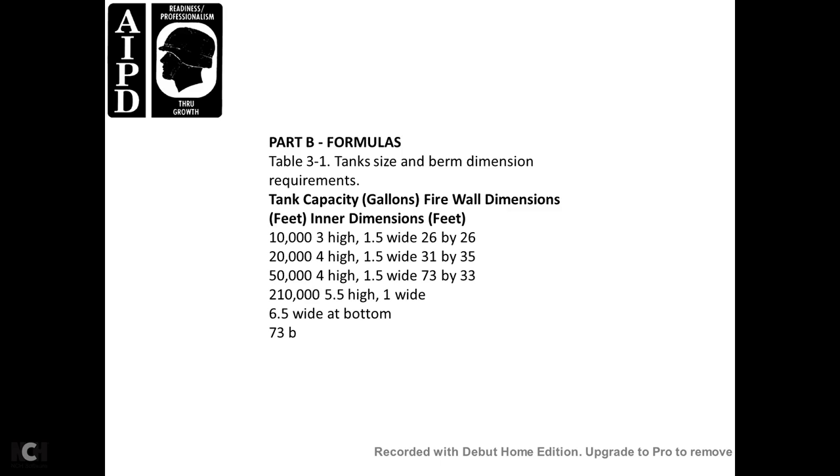Alright, Part B, formulas. Tank size and berm dimension requirements. The tank's capacity in gallons, firewall dimensions in feet, and the inner dimensions. 10,000 gallons: 3 feet high, 5.5 feet wide, by 26 by 26. 20,000 gallons: 4 feet high, 1.5 feet wide, by 31 by 35 feet. 50,000 gallons: 4 feet high, 1.5 by 73 by 33.